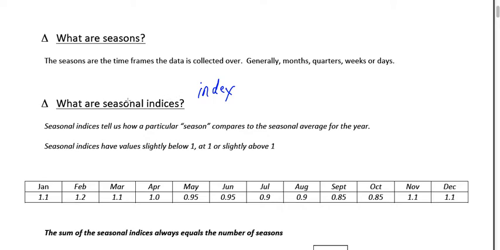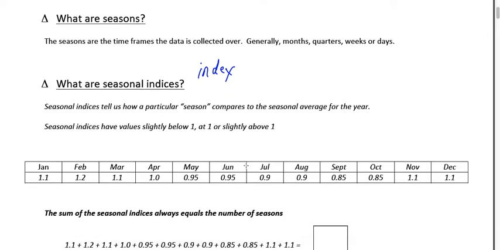So what are we talking about when we find a seasonal index or seasonal indices? It's a number that's going to correspond to each of the time periods that you have in your seasonal data, and it is a comparison of the data that you've got for that month or for that day. How does it compare to the average? How does it compare to the seasonal average for that year? If we've got a value of 1, it means the data value that you've got is the same as the average.